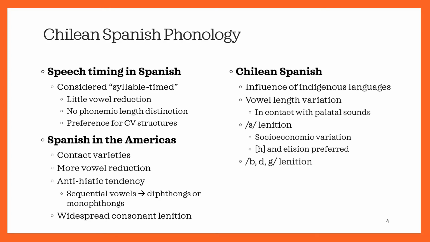In the case of Chilean Spanish, what has been said so far is that there is some influence from indigenous languages like Mapudungun, especially in terms of vowel space. There is some vowel length variation, but it is not phonological, and it may happen in contact with palatal sounds in this variety. There is widespread consonant lenition, especially for S sounds and voiced stops. S lenition is connected to socioeconomic strata, and this phoneme is most commonly realized as either the aspirated version or completely elided. Voiced stop spirantization is also very common and can even be seen in some intervocalic voiceless stops.